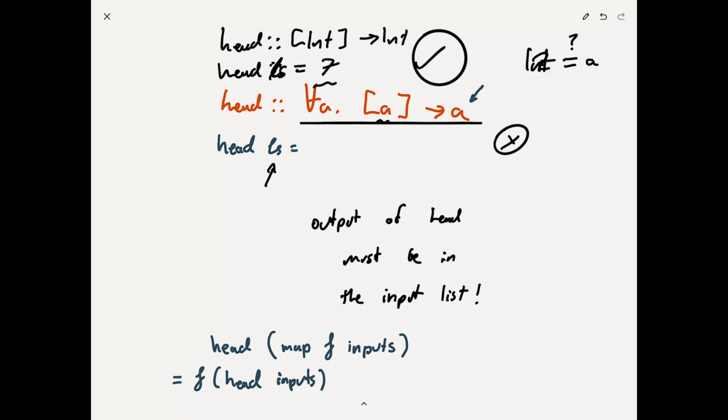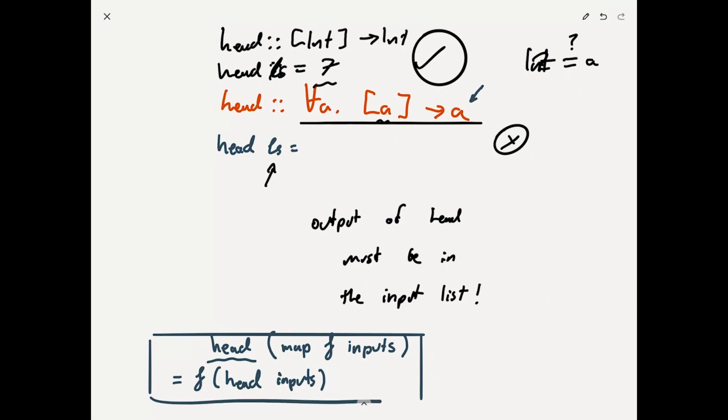So because I can change any of my inputs of type A with the function f, that means that head is not allowed in any way to depend on which values are in the list inputs, right? It can't say if there's a 3 in the list, then return the 7th element, for example, because that requires it to know what the type A is. So this is the parametricity theorem that we get for head.